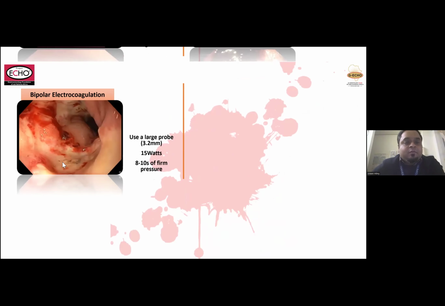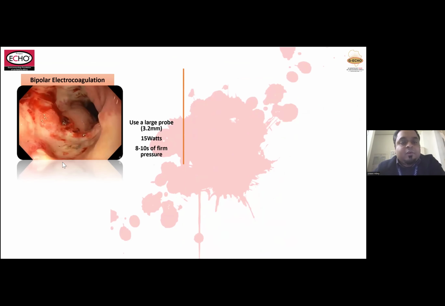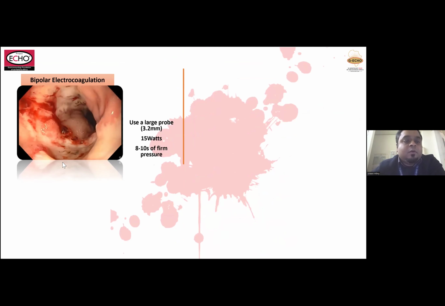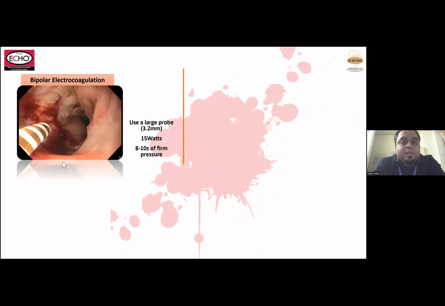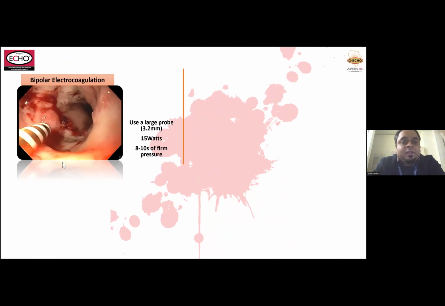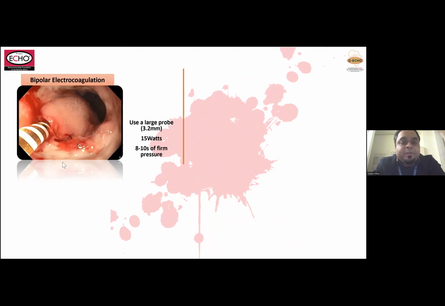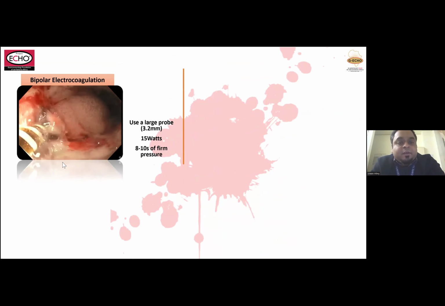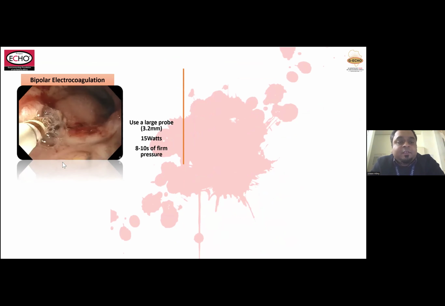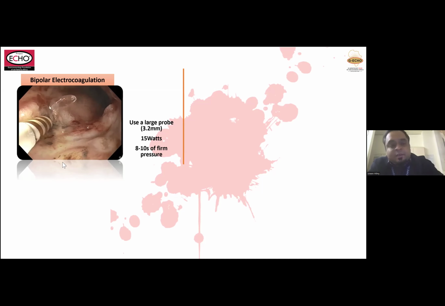And then we've got bipolar electrocoagulation with a gold probe, or sometimes you can use a direct heater probe as well. Basically you use a large probe, 3.2 millimeters, and you use 15 watts, and you have to give firm pressure on the bleeding spot for 8 to 10 seconds before removing. If you remove it early, sometimes all you do is expose the blood vessel and it starts bleeding.